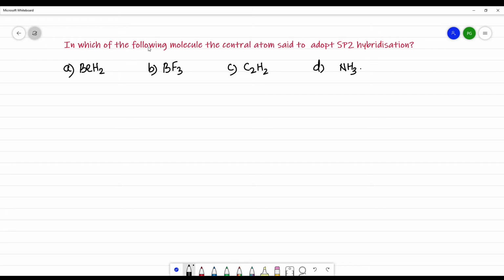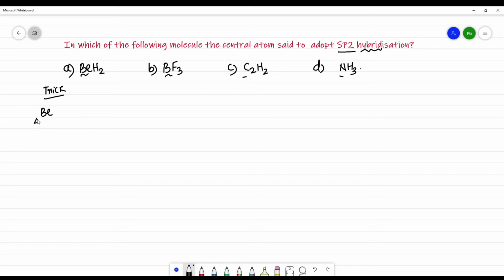In which of the following molecules is the central atom said to adopt sp2 hybridization? So we have to calculate the hybridization of the central atom. So what is the trick to calculate the hybridization? Beryllium. Let us take BeH2, beryllium.